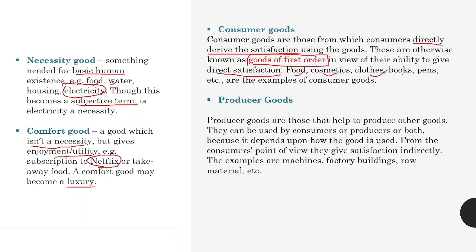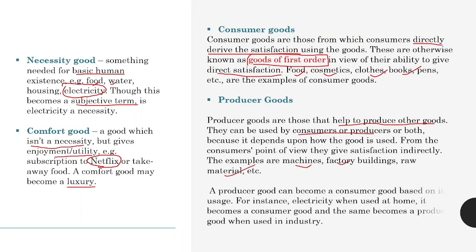or the consumer goods. Producer goods are the goods which help other goods to become useful. And producer goods can be used both by consumer and producer, but they do not give direct satisfaction, like machines, factory buildings, raw material, etc. They are used to form other goods. So these are producer goods and can be used by consumer and producer both.